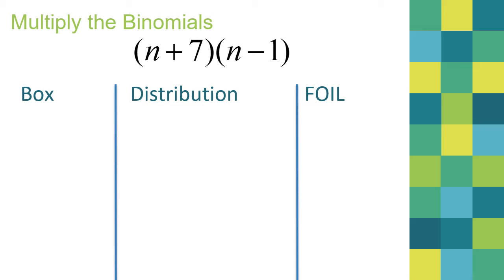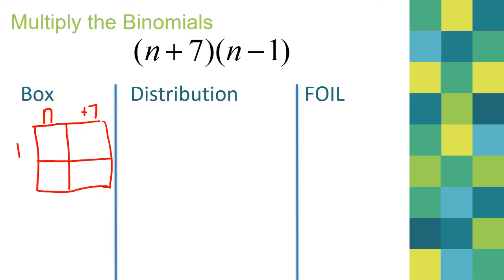All right, so first of all, let's take a look at this box method. You can see that I have my multiplication in between my binomials, meaning two terms times two terms. Because I have two terms, I'm going to have two columns. And because I have two terms in the other, I'm going to have two rows. So we're looking at a 2 by 2 box. The first binomial is an n and a positive 7. The second binomial is an n and a negative 1. This just sets up the visual of multiply each row by each column.